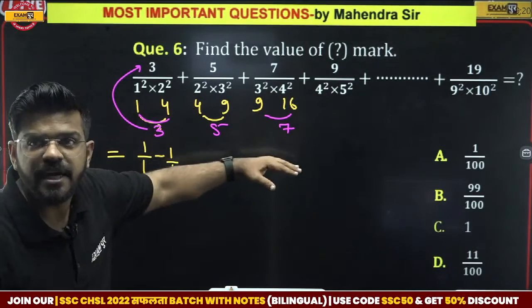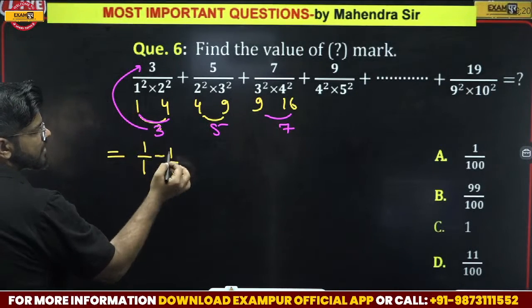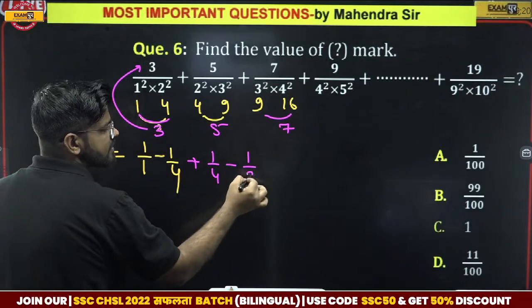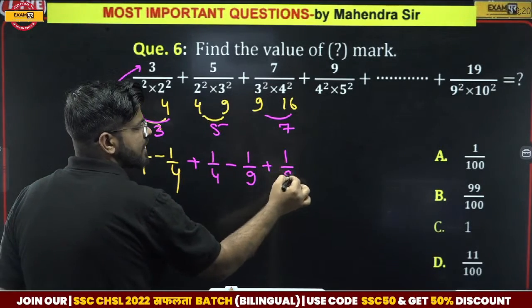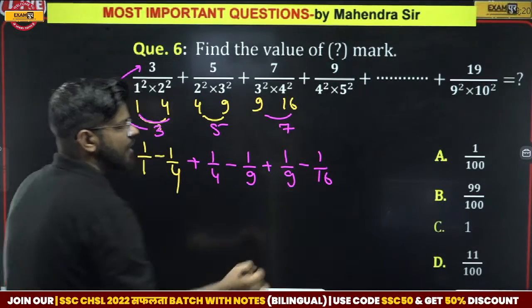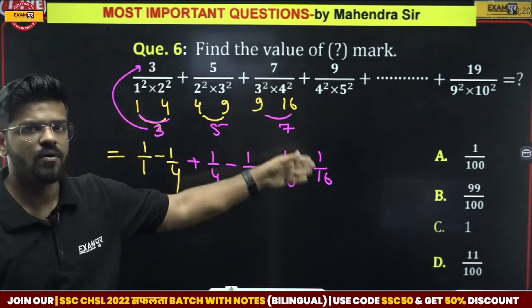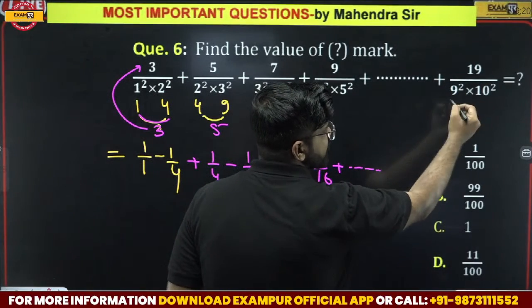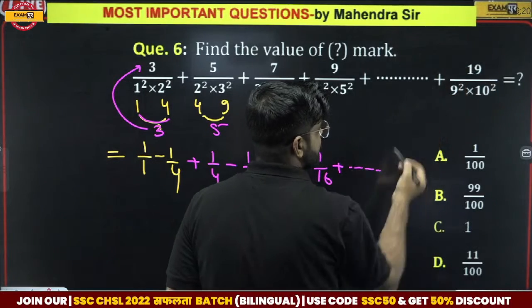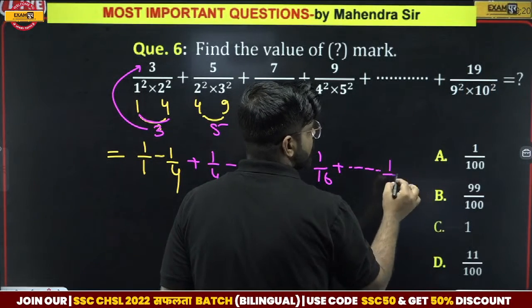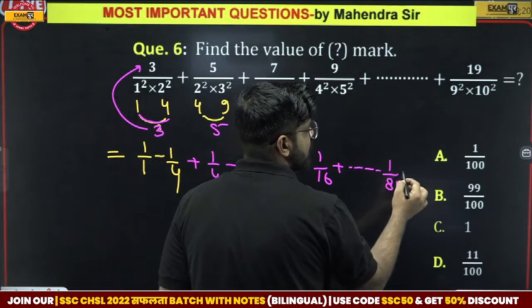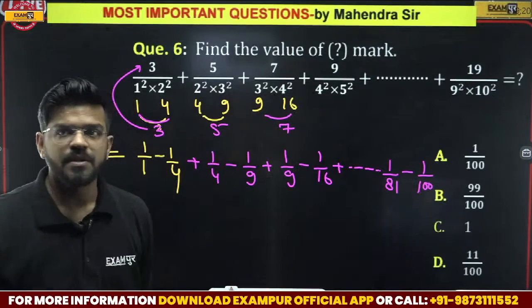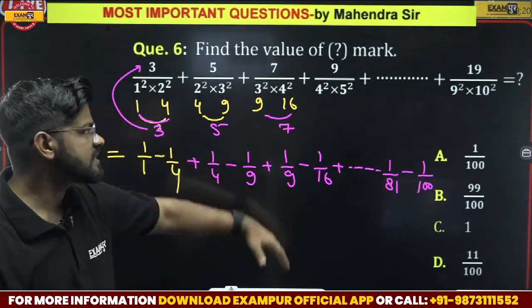So if that is present, then what we have to do is just 1 minus 1 by 4, plus 1 by 4 minus 1 by 9, plus 1 by 9 minus 1 by 16. You have to do this directly, and up to what? Up to the differences. What is the difference here? You know that 19 is the difference. So we have 1 by 9 square, that means 81, minus 1 by 10 square, that means 100. This is what is going to happen with this series.